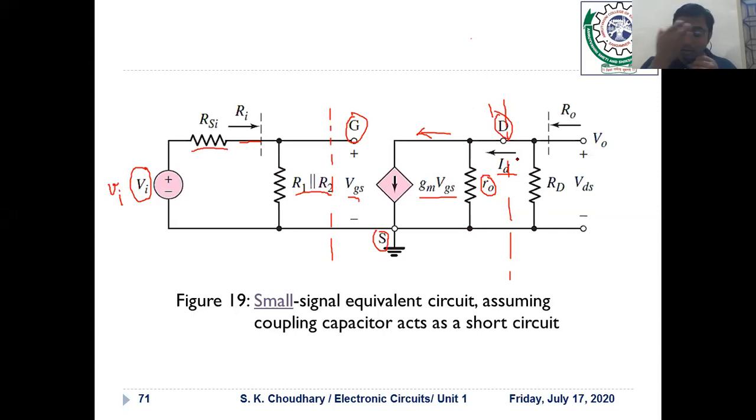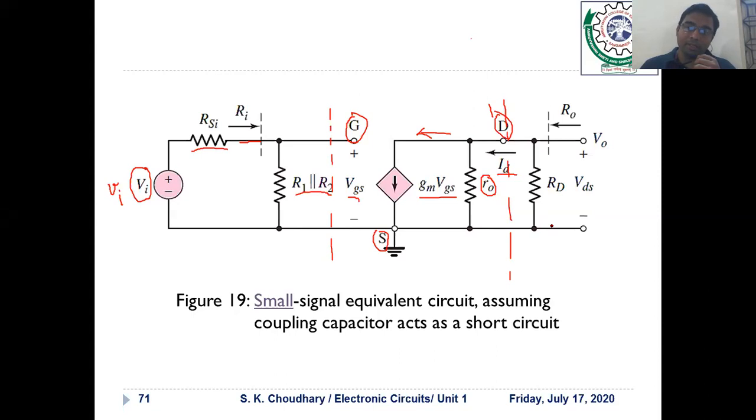On the output side, only the drain resistance is present in the circuitry. That is RD connected between VDD and the drain terminal. We know that all the DC sources are first grounded, so VDD is grounded here for drawing the small signal equivalent circuit. That's why RD would now be connected between the drain terminal and ground. So from drain to ground, RD is connected.